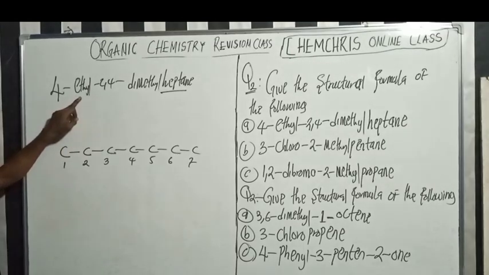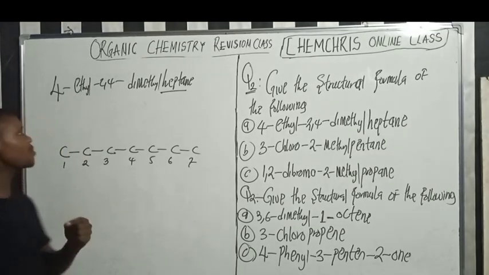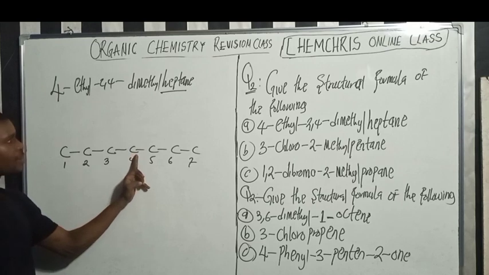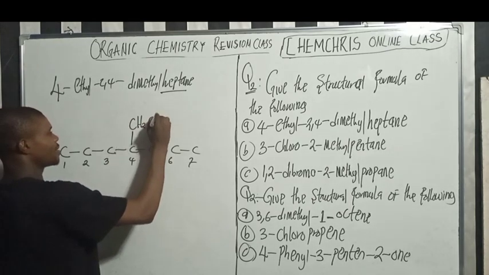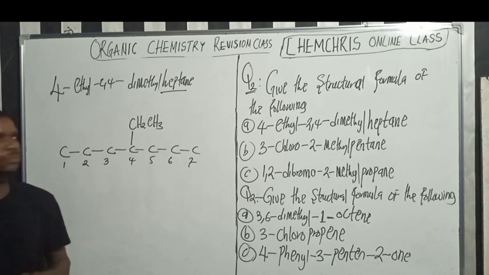So here we have ethyl, right? Ethyl is at carbon number 4. So we have ethyl, CH2 and CH3, right?